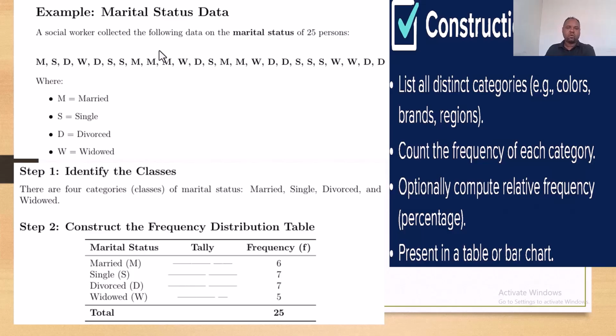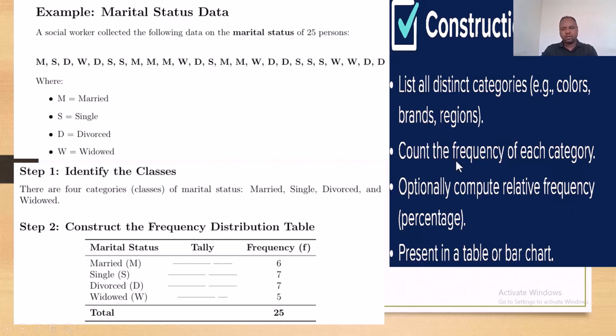In doing so, as marital status is a qualitative or categorical variable, we make use of a categorical frequency distribution to present such a variable. So the first step is listing the distinct categories. In our example, what are those distinct categories? These are nothing but married, single, divorced, widowed. We have 4 categories in this example in particular, so we identify the classes or categories.